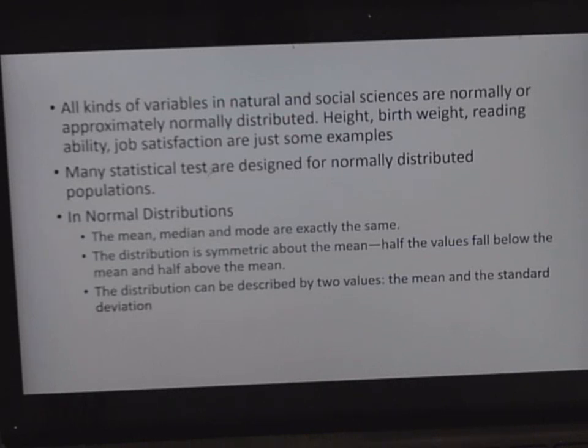So the mean will tell you where the middle is. So you'll have a number for where the middle is. And the standard deviation will tell you how spread out it is. So there are two really important numbers.